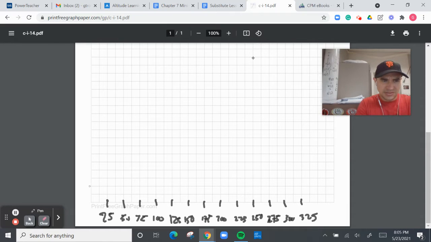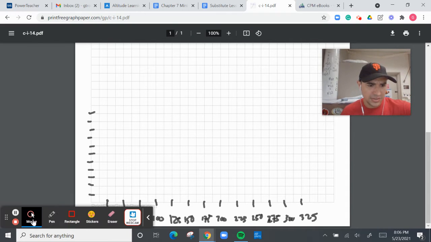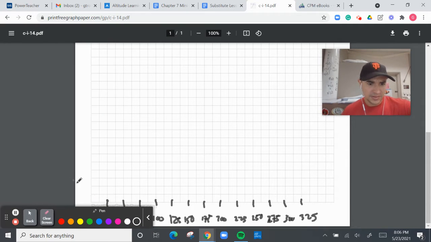Let's make this 34. So let's make it by 10s: 10, 20, 30, 40. Maybe 5s: 5, 10, 15, 20, 25, 30, 35, 40, 45, 50, 55. Well, I have to get to 200, so that doesn't work out. I need to get to 200. So let's make it by 50s then.